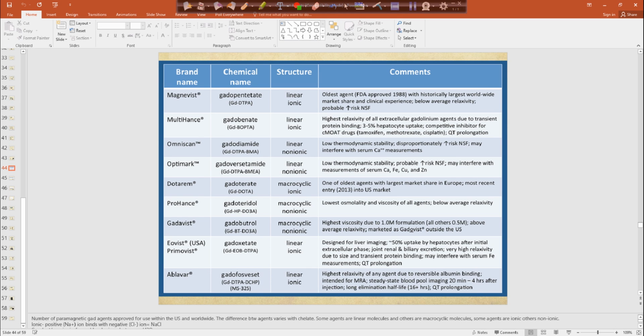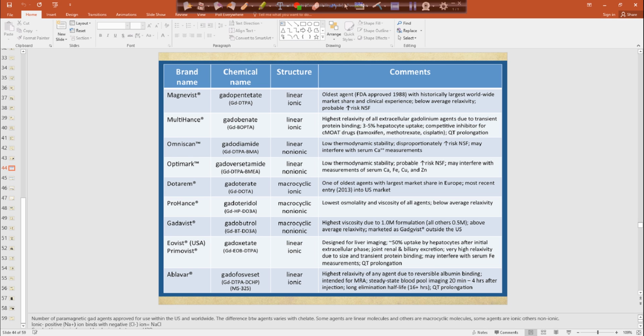All right. So here is a breakdown of all the different gadolinium-based contrast agents. Make sure you know the structure of each of these. So know whether it's linear or macrocyclic. Then it gives you a little bit more information off to the side.